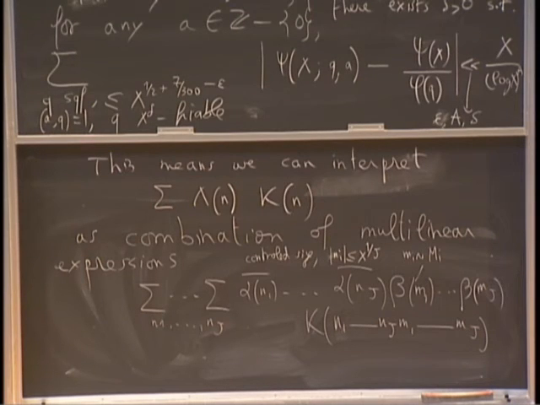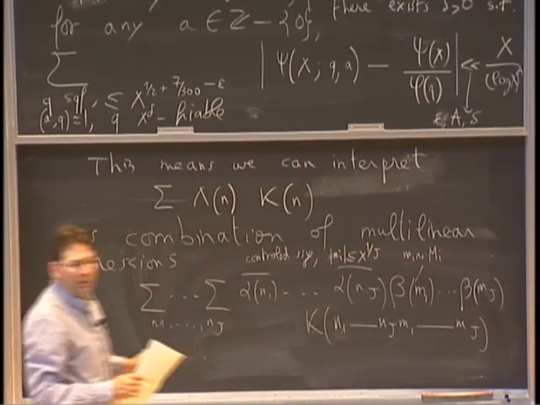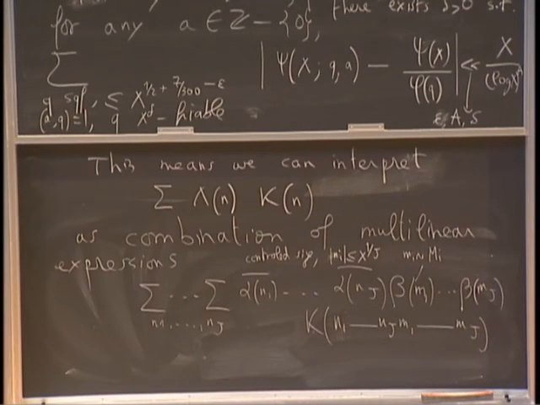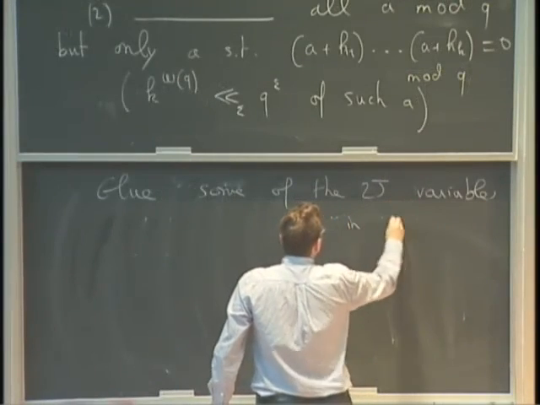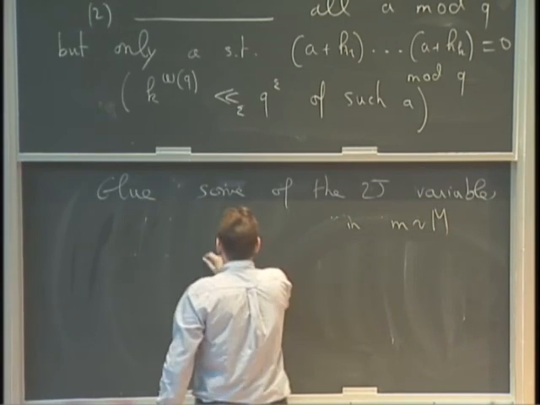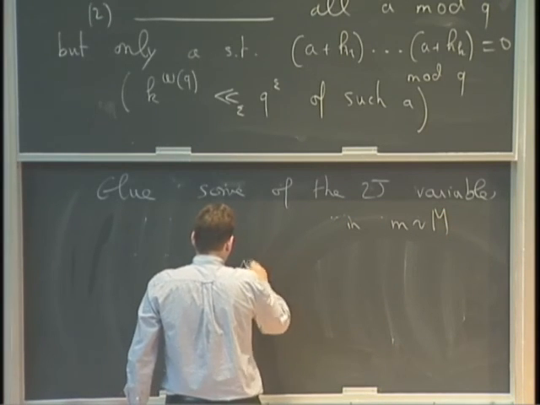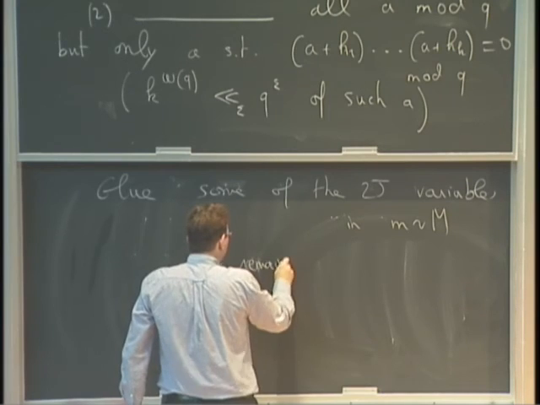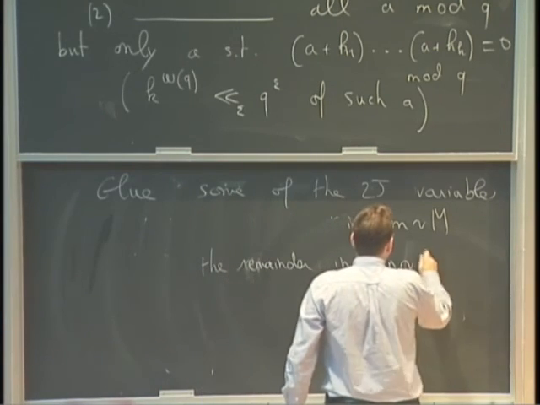Okay, so I hide the proof of this Eastbound identity instead of the smooth part. But as I said, it's an identity. How hard can it be? Okay. So glue some of the 2j variables in some new variables of size, let's say, capital M. The remainder in n of size capital N.